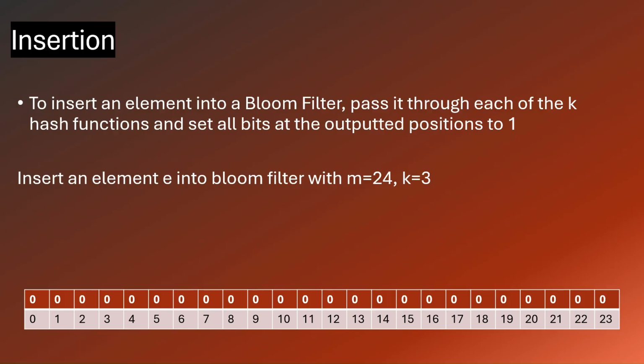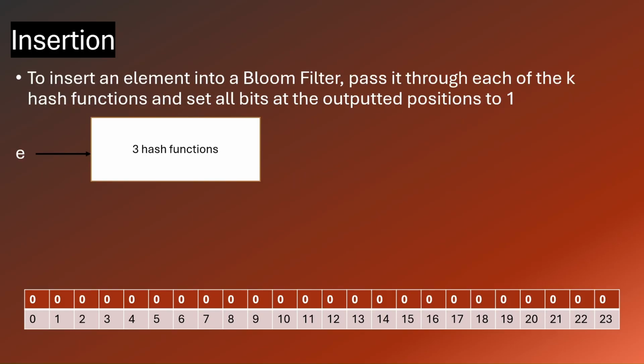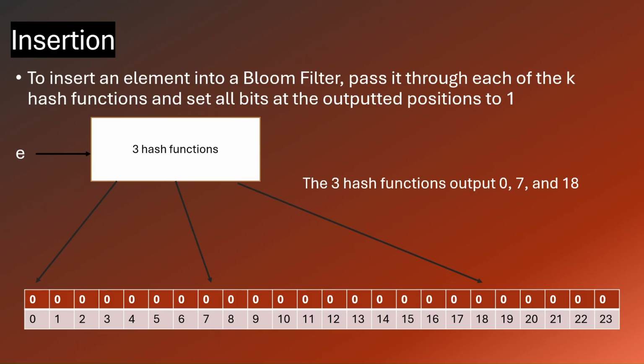To insert an element into a Bloom filter, you pass it through each of the k hash functions and set all the bits at the outputted positions to 1. We'll insert an element e into a Bloom filter where m equals 24 and k equals 3. So we'll input e into these 3 hash functions. We don't necessarily know what they are, we just know that they work for this example. So the 3 hash functions will say output 0, 7, and 18. So we set the indices of the array at 0, 7, and 18 to 1.